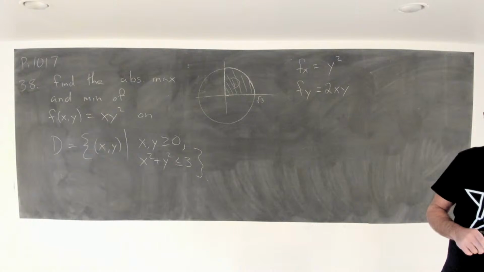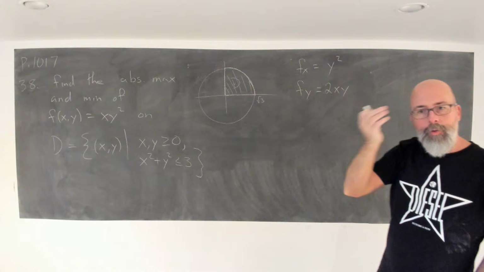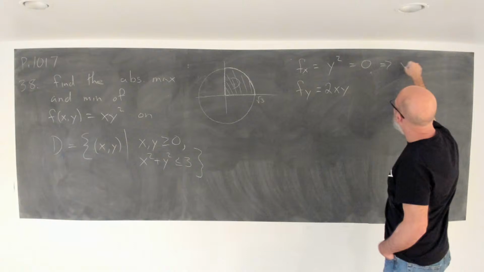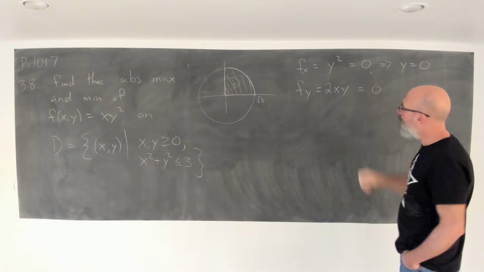What are the critical points? First of all, partial derivatives exist everywhere. So the only critical points are where these are going to be 0. So if this is equal to 0, that implies y is 0. And if y is 0, then this whole thing is equal to 0. So y equals 0.